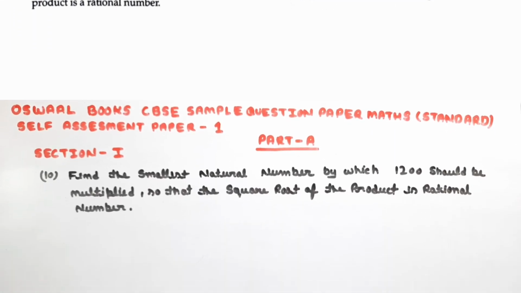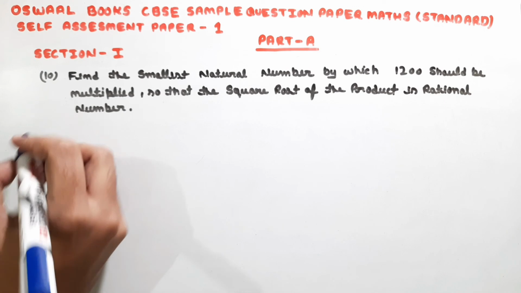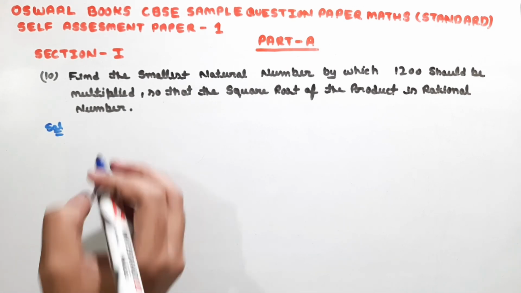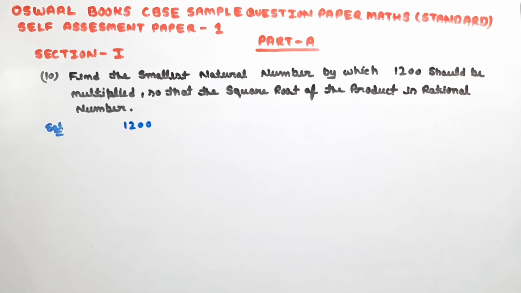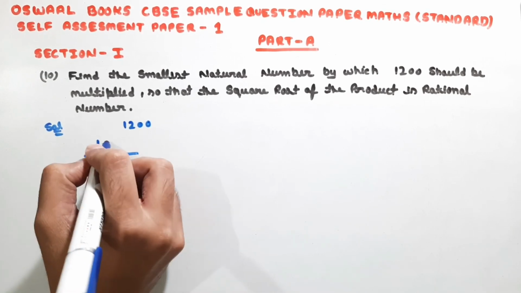Question number 10. Find the smallest natural number by which 1200 should be multiplied so that the square root of the product is a rational number. In this problem, first we will find the number which we multiply with 1200 so that the square root of our product is a rational number. So first we will factorize 1200.